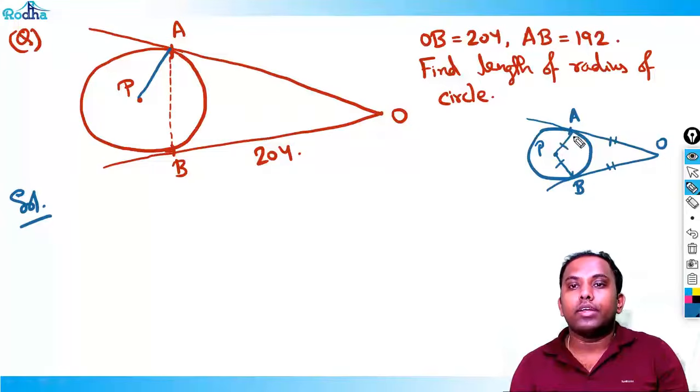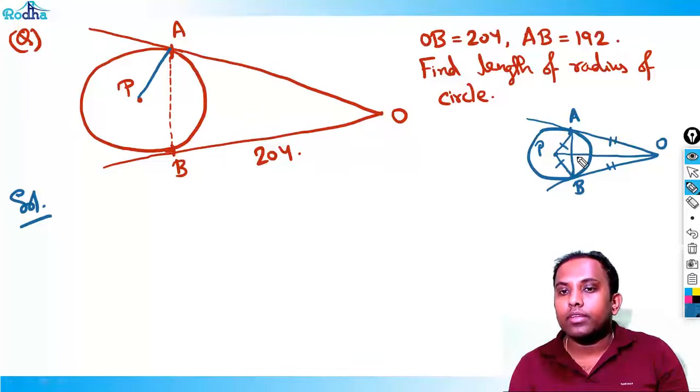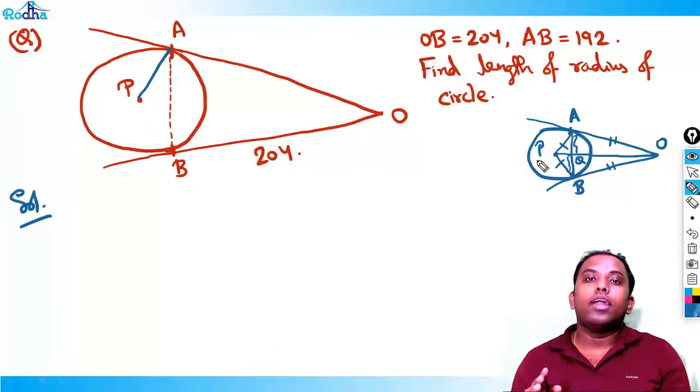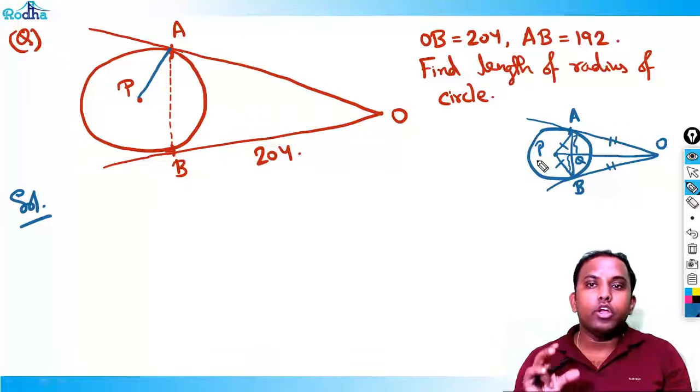So what are the properties of a kite here? We have learned it. If I join AB, that is the shorter diagonal of the kite, and if I join OP, that is the longer diagonal of the kite. Let's say this point is Q here. This AQ is equal to QB because we've studied it: the longer diagonal in a kite bisects the shorter diagonal.